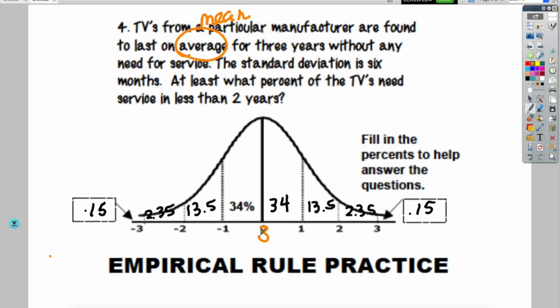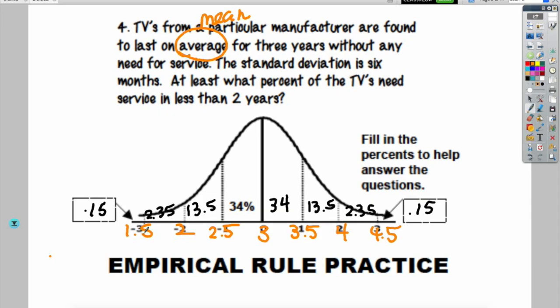So then we can fill in the rest of this normal distribution curve. What's one standard deviation to the right? Keep going. And again, you get that by adding 0.5 to each standard deviation, because it says 6 months, and 6 months is half of a year. On the left-hand side, we do the opposite. We don't add, we subtract. So this becomes, and then.